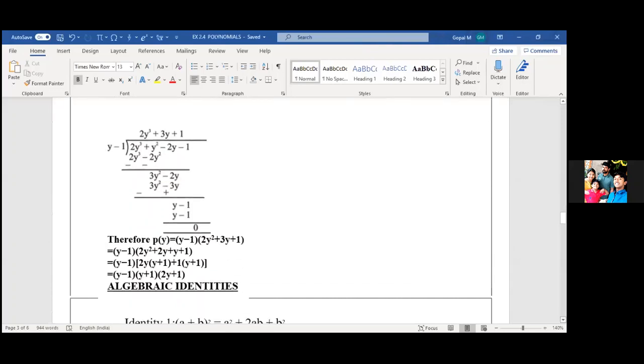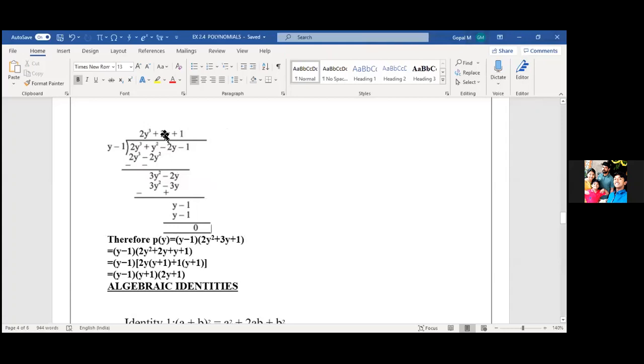Yes, children. When I divide the polynomial, what have we got here? 2y cube. Sorry, this is 2y square. Children, make a change. Since this is y square, I'm repeating, this is y square. It is a printing mistake. 2y square plus 3y plus 1 we have got as a quotient. Am I clear? So two factors are y minus 1 and 2y square plus 3y plus 1.